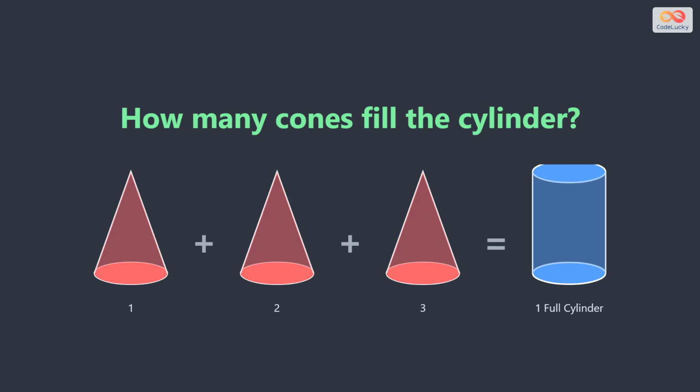Mathematicians and curious minds have discovered a beautiful relationship. If you were to fill the cone with water and pour it into the cylinder, you would need to do it exactly 3 times to fill the cylinder completely. 1, 2, 3. This means the cone's volume is exactly 1/3 of the cylinder's volume.